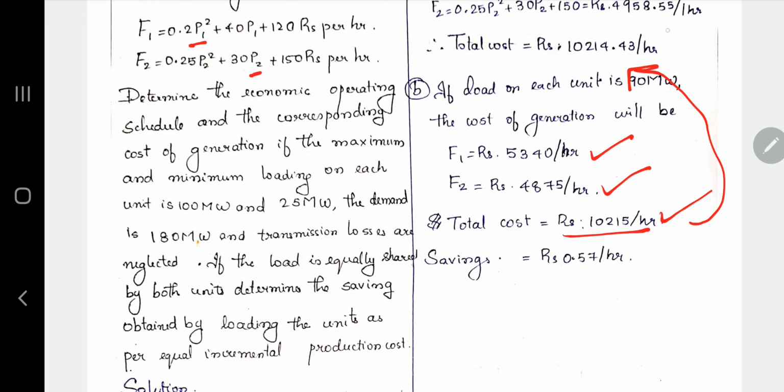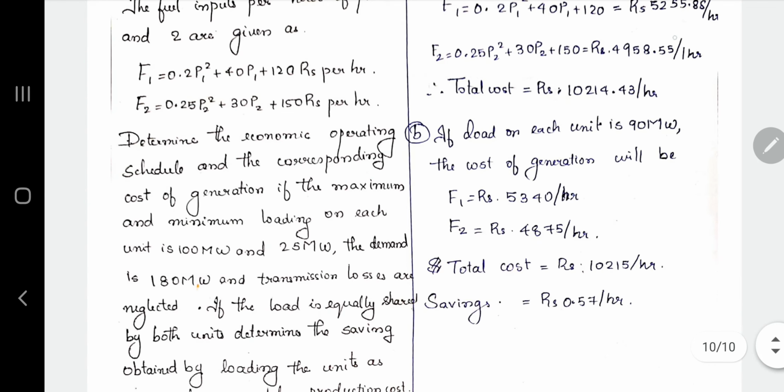Here you can see that by comparing these two, one is 10215 and the other one is 10214. Just take the difference, and that will be the savings per hour. So for a single hour itself, 0.57 rupees can be saved. So this is the solution for this problem. Hope you understood. Thank you everyone for listening.